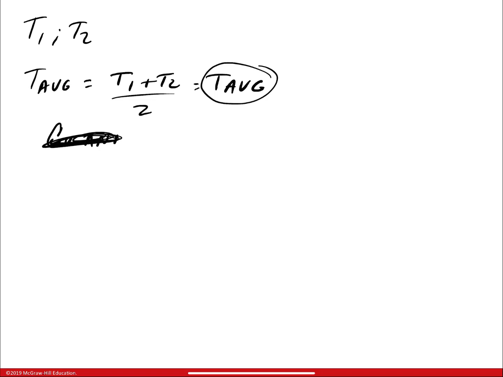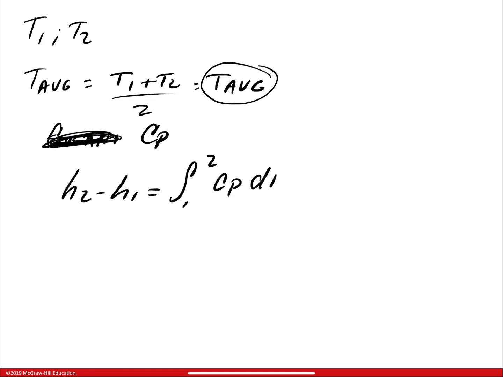I'm sorry, not CV. I'm going to find CP, which is the one related to the enthalpy. So remember the equation, H2 minus H1 equals the integral from 1 to 2 of CP dT. And that's the value you were looking for, an average. So this value is now constant and I can take it out of my integral.